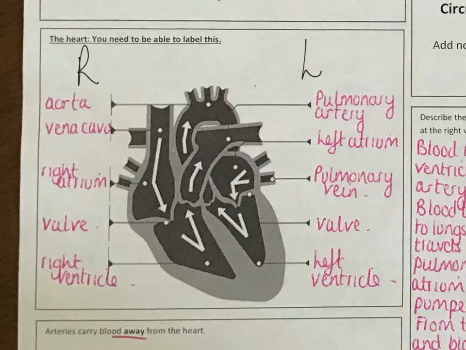As it comes back, it comes back through the pulmonary veins and enters our left atrium. Then it goes down into our left ventricle and out of our aorta, as we can see here. You will need to remember the 4 chambers and the names of the 4 coronary vessels.